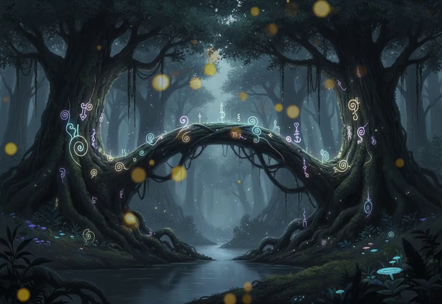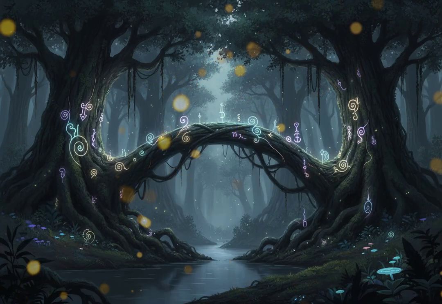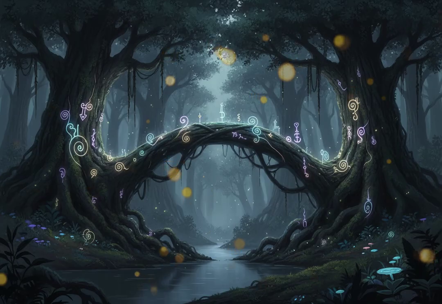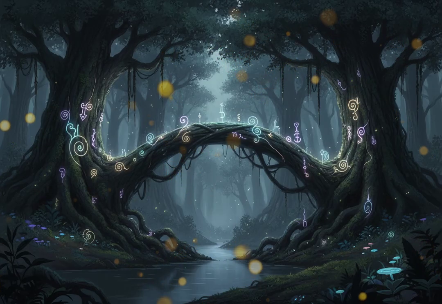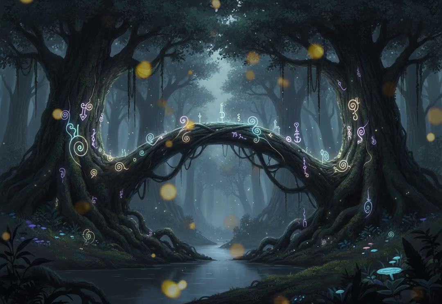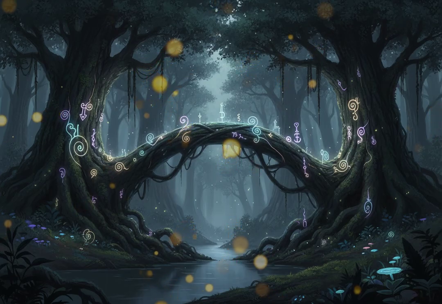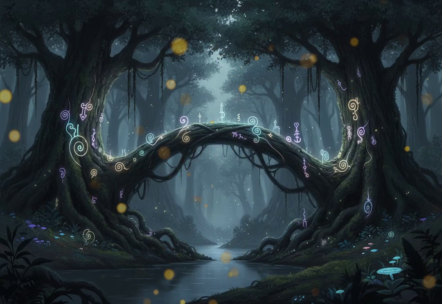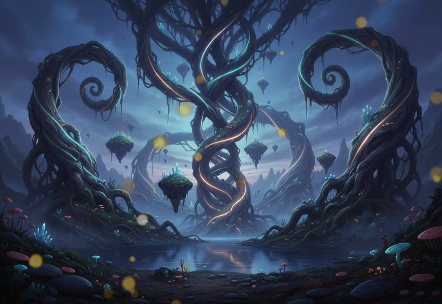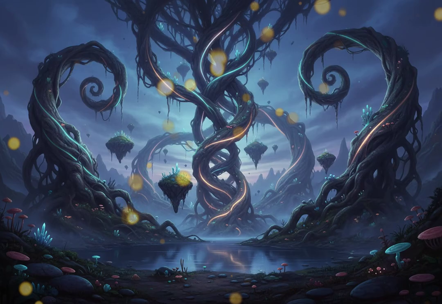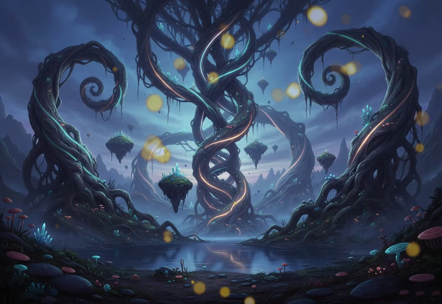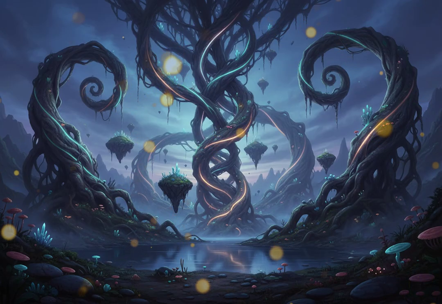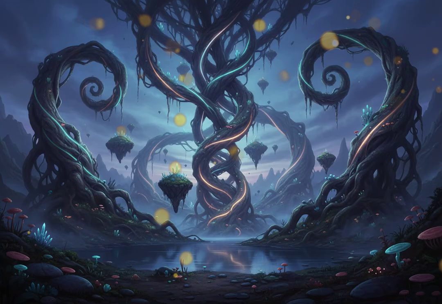Restoring these ecosystems requires a deep understanding of the connections that exist within them. Encouraging practices that support tree health and promote biodiversity can help reestablish these vital networks. Imagine walking through a restored forest, where the air is thick with the scent of earth and life, and every tree stands tall, connected to its neighbors in a harmonious embrace.